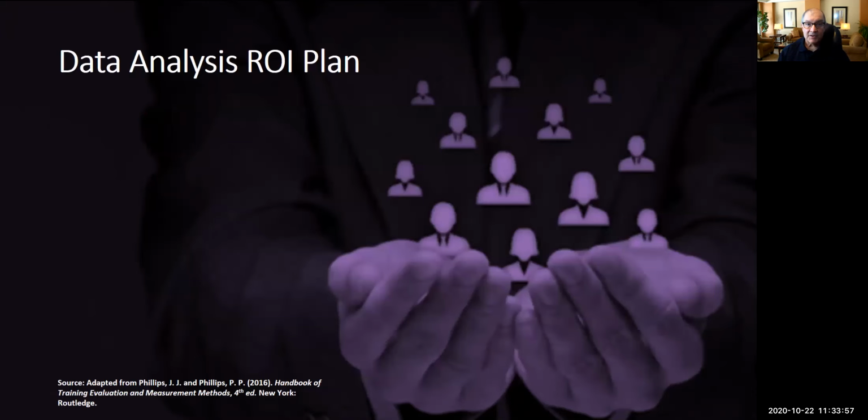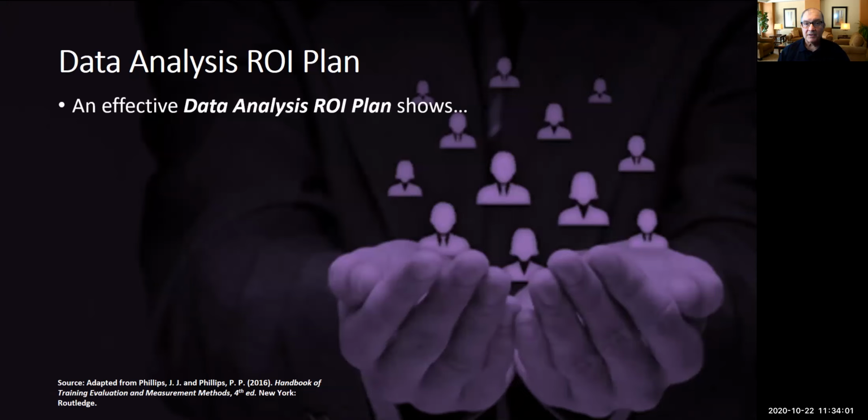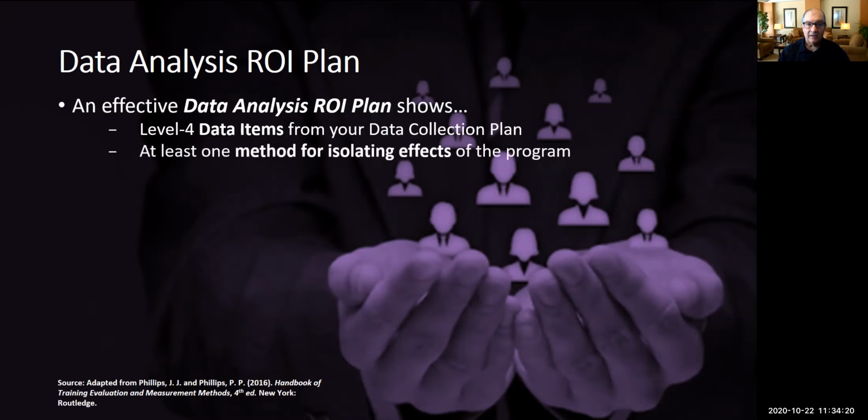Let's get into the data analysis ROI plan. An effective data analysis ROI plan shows what? Level 4 data items from your data collection plan. That's right, the level 4 data items from your data collection plan, the data that you collect about organizational impact. At least one method for isolating the effects of the program. Remember operating principle number 7, you must have at least one.